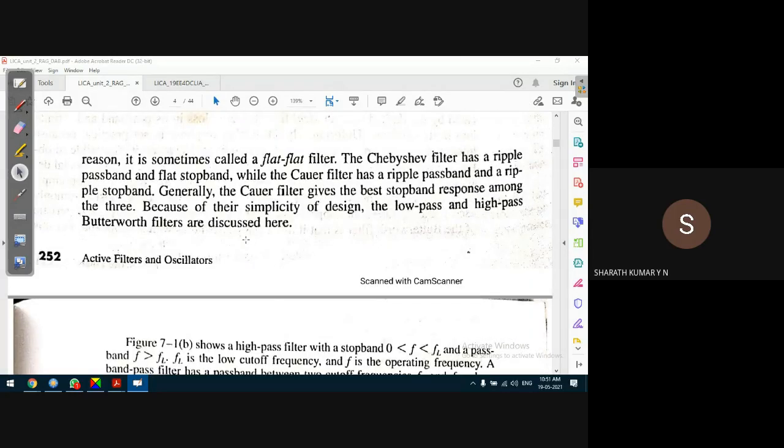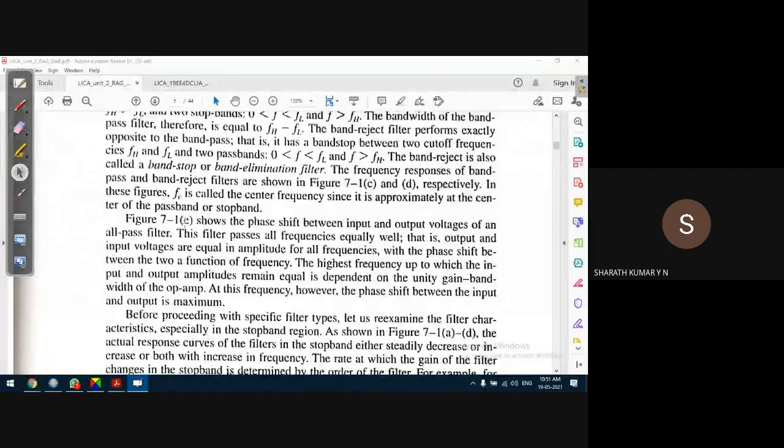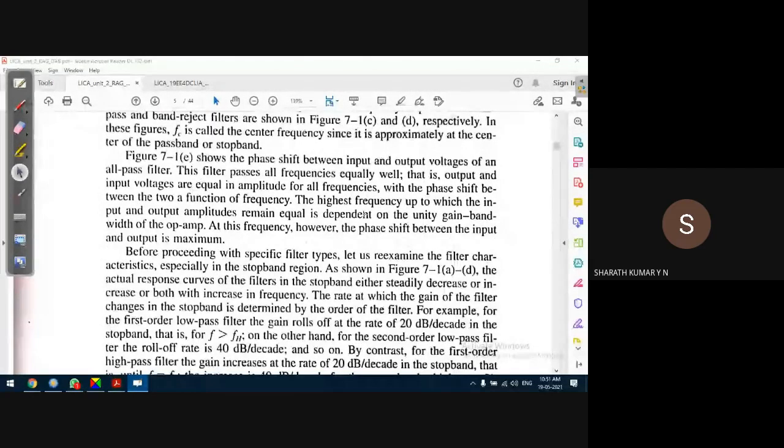The filter ranges are explained in the same way as what we discussed just now. In this paragraph only that is explained, so let us not discuss that again. Then the all pass filter is explained in this paragraph. The highest frequency up to which the input and output amplitudes remain equal depends on the unity gain bandwidth of the op amp. At this frequency, however, the phase shift between the input and output is maximum. That we'll also discuss.